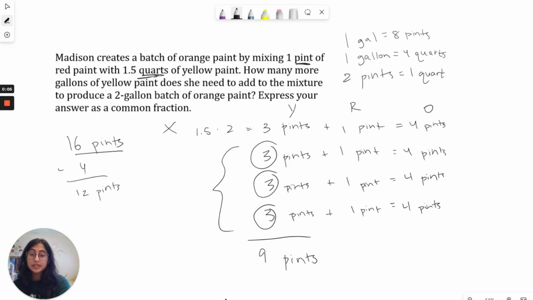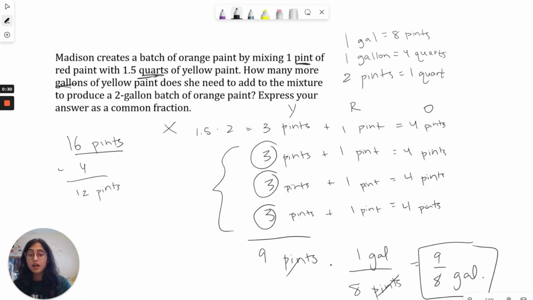But that's not our final answer, because it's asking, how many more gallons does she need to add? So if she needs to add 9 pints, and there are 8 pints in a gallon, we just multiply this by our conversion factor of 1 gallon per every 8 pints. And so that tells us that she needs to add 9/8 gallons to make 2 gallons of orange paint.